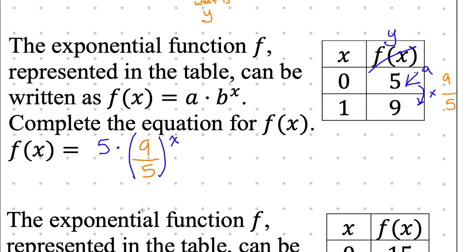Question, Kira, then Charles. Would both 1.8 and 9 fifths be right? Yes, both of them will be 100% correct in Khan Academy. Charles, then Esha. So are you allowed to divide instead of multiply? What do you mean by that? When you went 5 to 9, could you also divide?